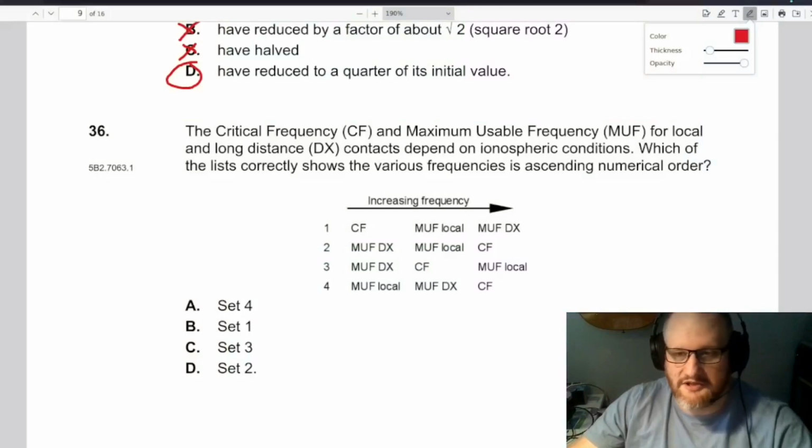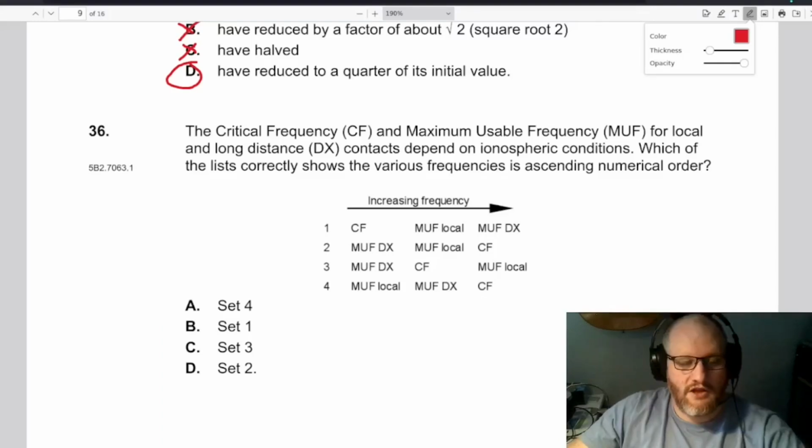Today we're looking at the full license mock examination number 1, version 1.6, and we've reached question 36, which reads: the critical frequency and maximum usable frequency for local and long distance DX contacts depend on ionospheric conditions. Which of the lists correctly shows the various frequencies in ascending numerical order? So we've been given some labels that can be applied to frequencies, and we need to figure out which of these goes in increasing frequency order.